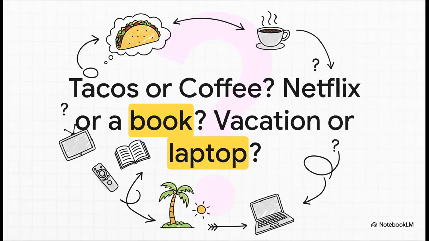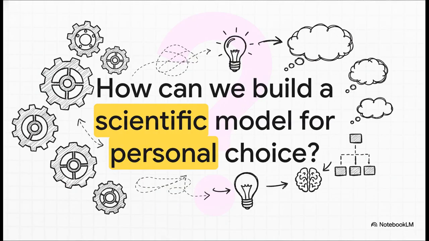Your whole day, your whole life really, is just one long string of choices. Some are tiny, like what to grab for lunch. Others are massive, like deciding where to live or what job to take. It can seem messy, super personal, and maybe even a little chaotic. And that right there is the fundamental puzzle for economics. How in the world do you create a scientific model for something as personal and unique as a choice? Turns out the answer they came up with is both incredibly powerful and surprisingly simple.